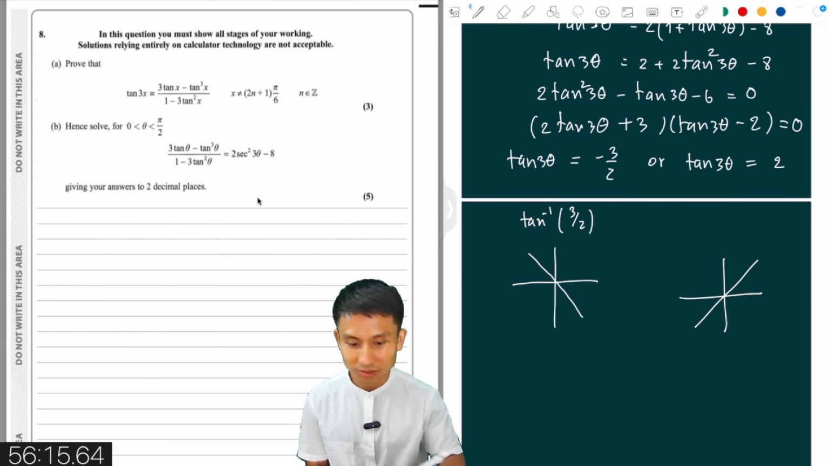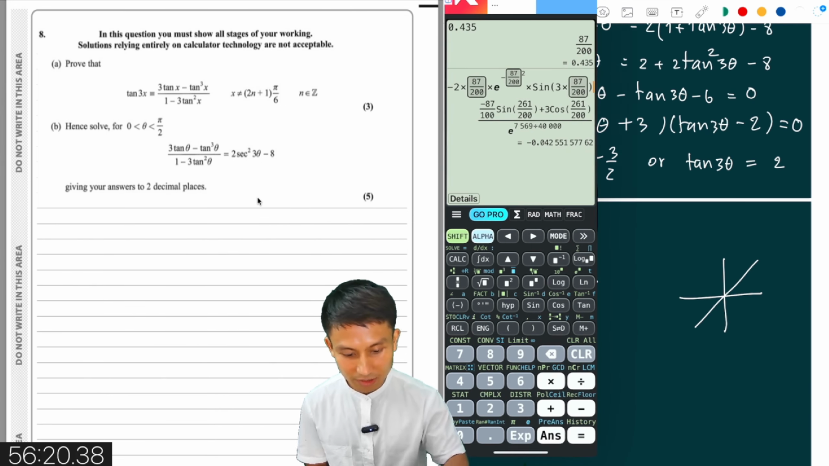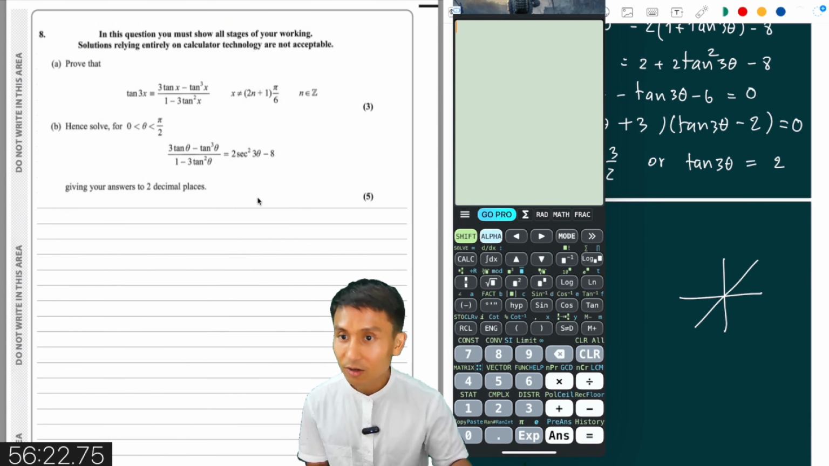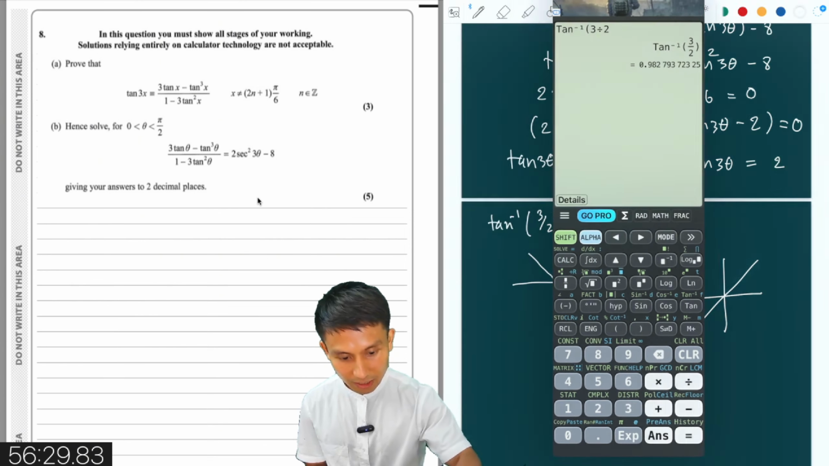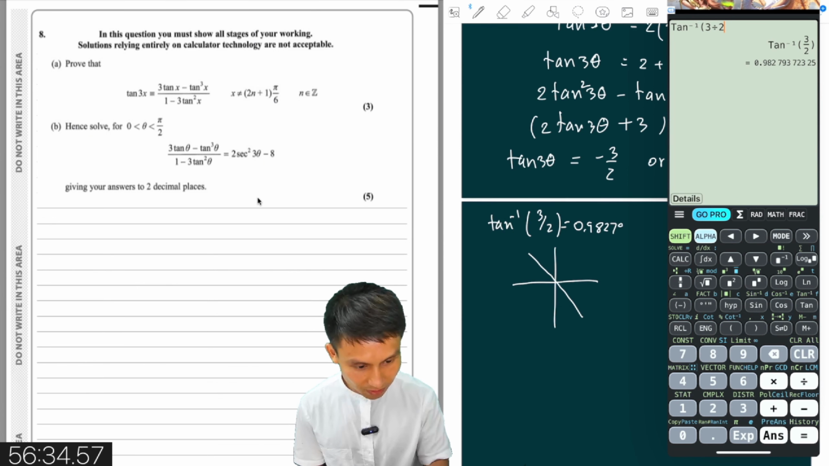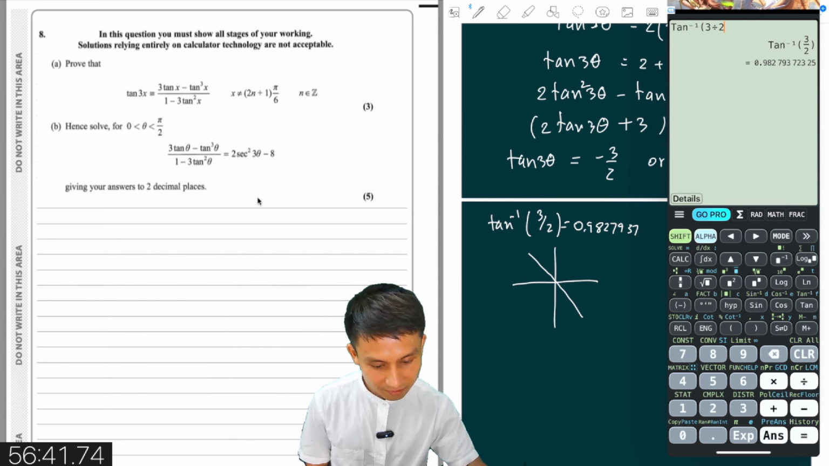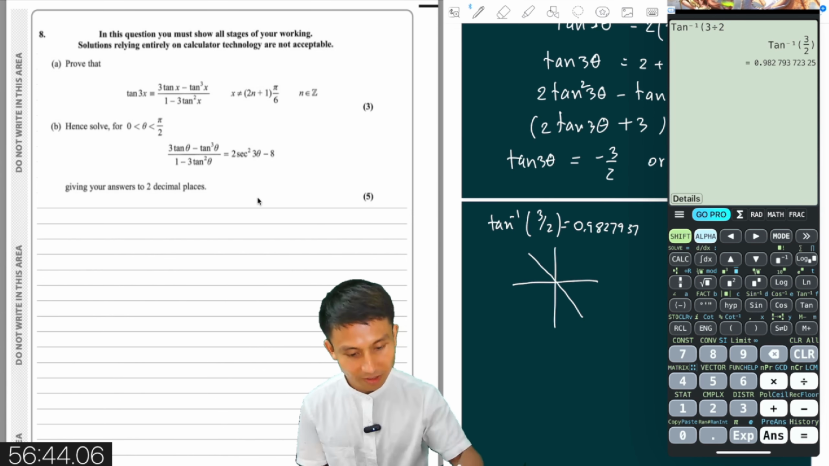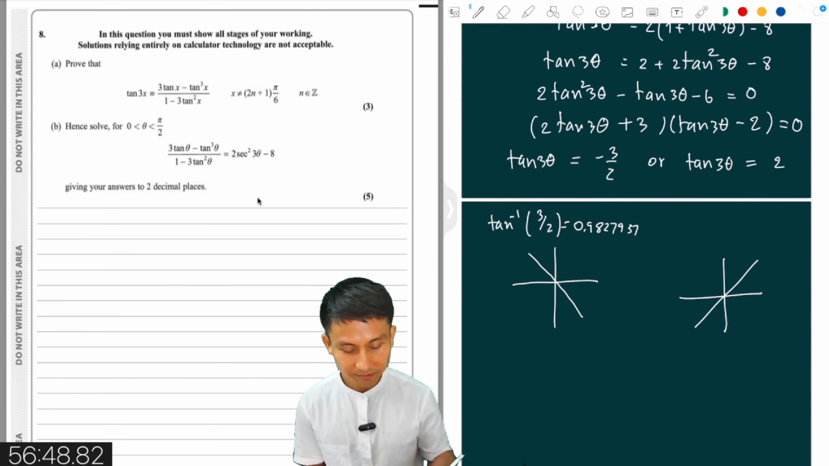I take the negative out. Yeah, that's my principal angle. I'm going to use a calculator. So arctan 3 over 2 there. We are doing it in radians, so this is already in radians. So arctan 3 over 2, I got 0.9827937. Okay, yeah, so let's do that one first.